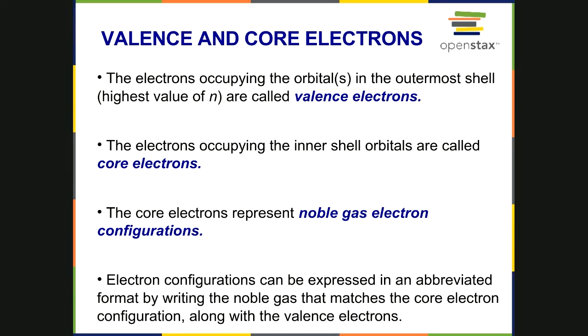Valence electrons are always going to refer to those electrons that are in that outermost layer. And they're always going to be either s or p sublevel electrons.